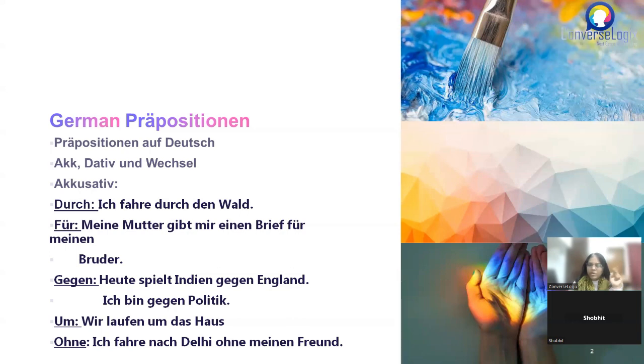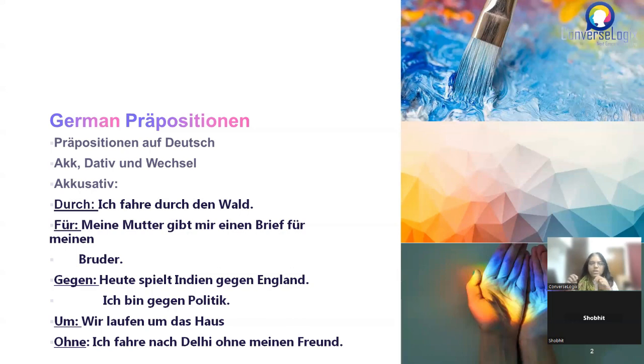So when we are talking about accusative, we have done the rule of accusative, how a thing becomes accusative. For example, I give you an example of the accusative case. Ich kaufe einen Fernseher. In this we have ich as a nominative, it's a subject, yeah? Kaufe is my verb and einen Fernseher is my accusative. This is a structure of accusative.